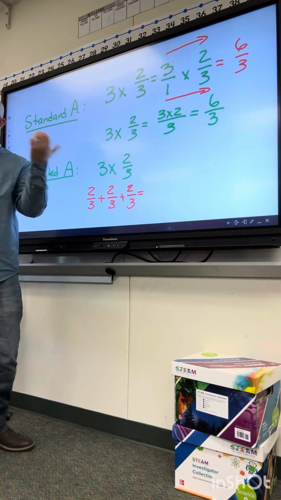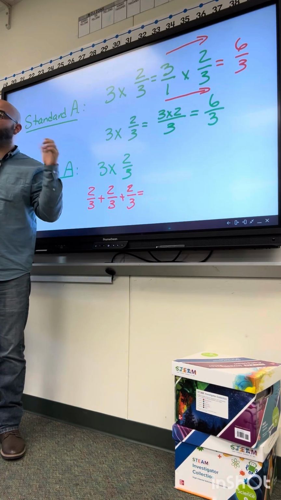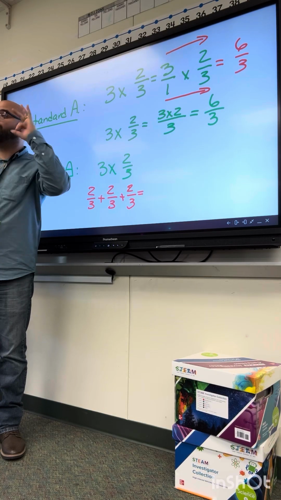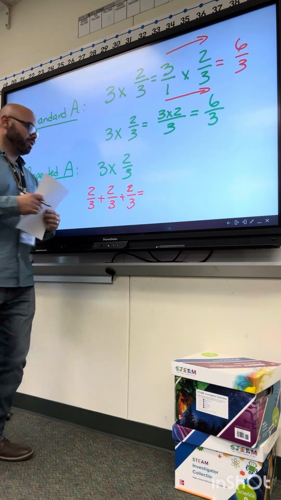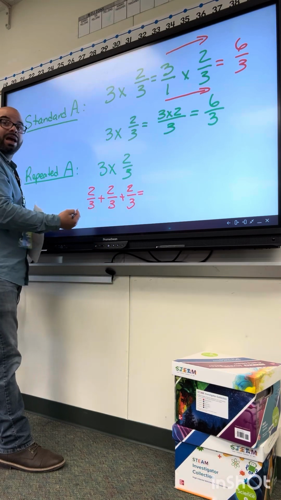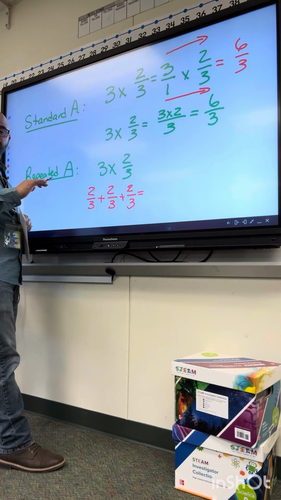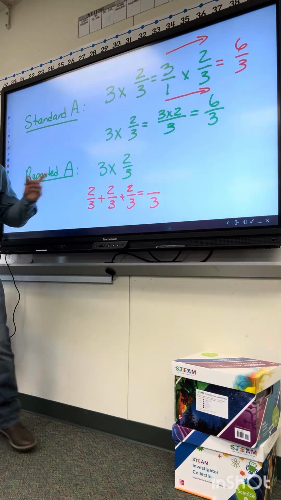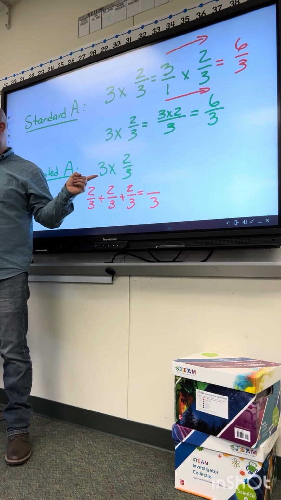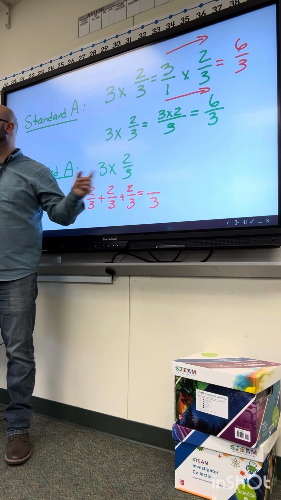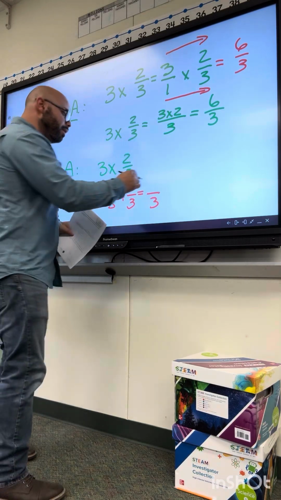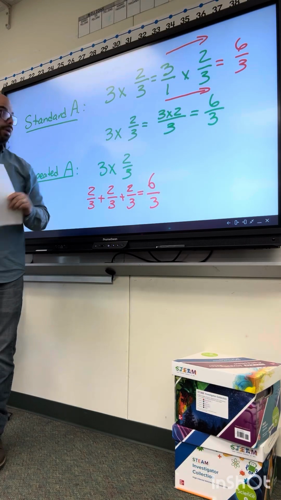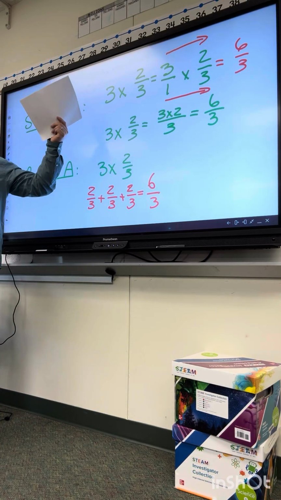When you say the equation, you literally say 3 times 2 over 3. How many of the 2 over 3s? 3 times. So what are you going to take? Again, never add your denominator. Denominator stays the same. That stays at 3. You're adding your numerator. So 2 plus 2 plus 2 equals what? 6. You guys get that? Okay, so we've done standard algorithm.